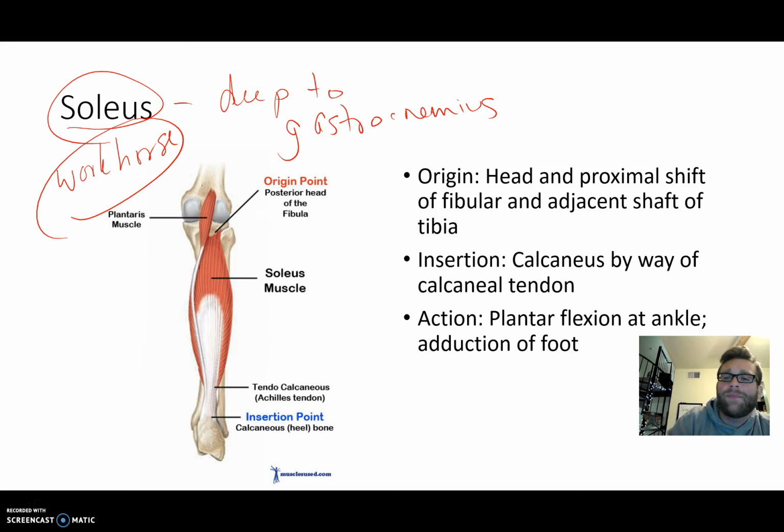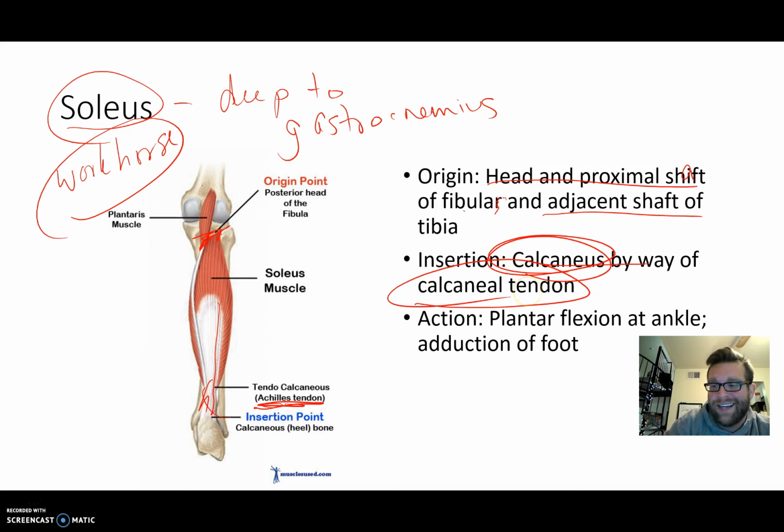So with this muscle, it's going to begin on the head and proximal shaft of the fibula and adjacent shaft of the tibia. So it's going to start up here on the posterior part of the fibula, and it goes around this way to the tibia. It's going to insert on the calcaneus by way of the calcaneal tendon. So again, it's going to go to your Achilles tendon. Again, calcaneus is fine. You can say calcaneal tendon, and I'll take it for points. But again, you want calcaneus. That's the best way to describe it.